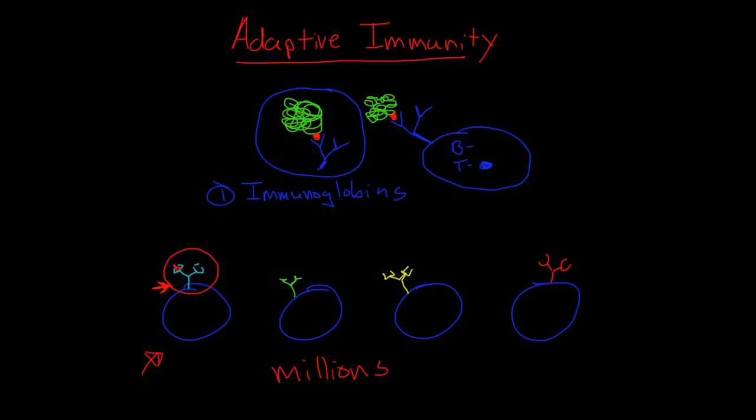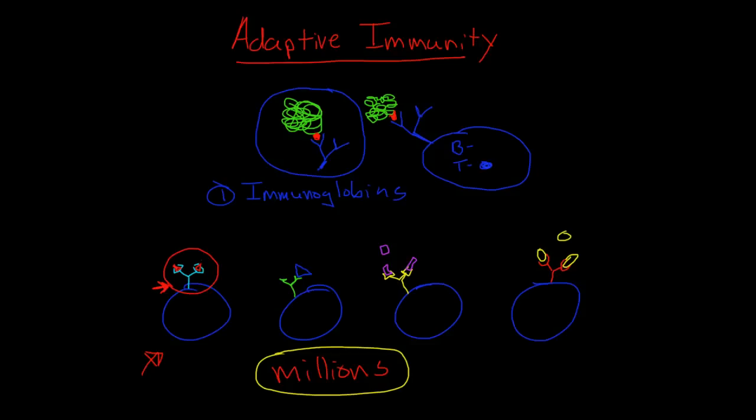So this one can respond to things that are shaped like that, and this one here can only respond to things shaped like this, and this one here can only respond to things shaped like this. Okay, so we've got millions and millions of these stored in our lymph nodes around our body that are developed in our bone marrow and our thymus tissue at a very early age.